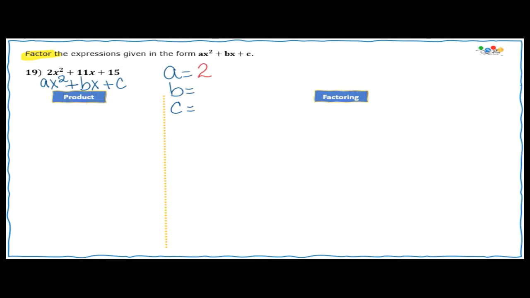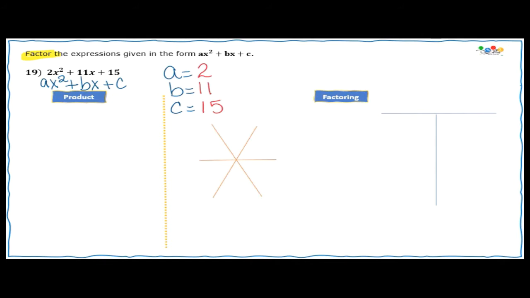Okay, so let's continue. How about B? Well, same thing. B is 11 and C is 15. We're going to do exactly the same steps that we did for the other question. So let me give you a couple of seconds to draw the X, and I'm going to do the 2. So let's continue. The process is still going to be the same thing. We need to make sure that we do the same steps that we did earlier for the other question.